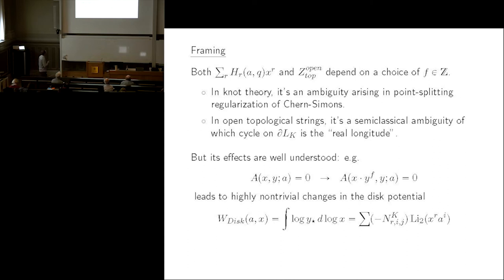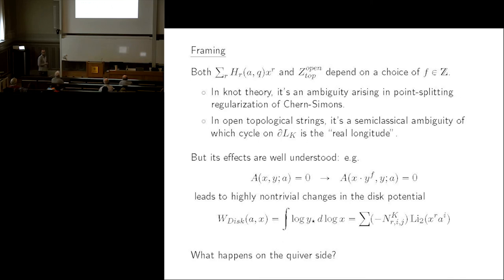But to be concrete, the effects of framing can essentially be described. They boil down to shifts of x, the longitude holonomy, by some units of the meridian. So if you make a change of framing, say in the augmentation variety, you just shift x to x times y to the f for some integer f. Now, if you think about what this does to the spectrum of BPS states, this is quite brutal. Because, for example, the Gromov-Witten potential is computed by this Abel-Jacobi map, where y star is the solution of y as a function of x coming from this equation. But you see that if you change the degree in y, then log y star changes quite dramatically, and therefore LMOV invariants can change a lot. In some choice of framing, you may have a finite number of BPS states. In just a different choice, you may have infinitely many.